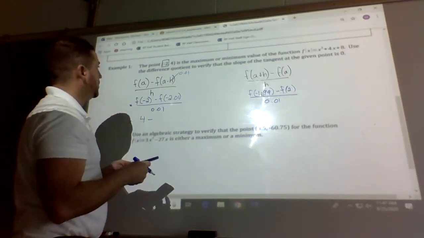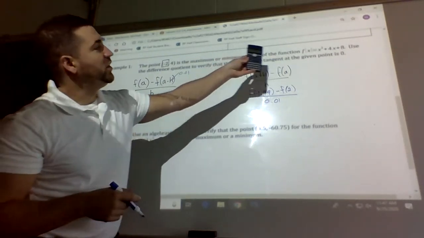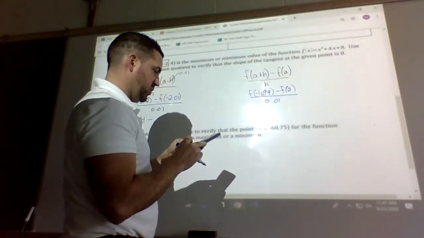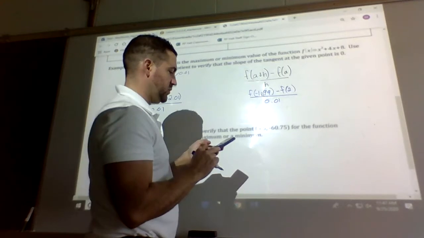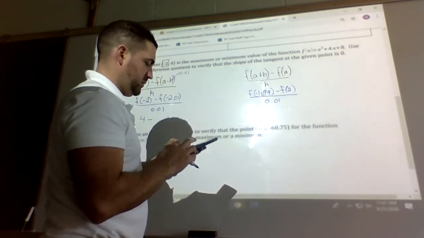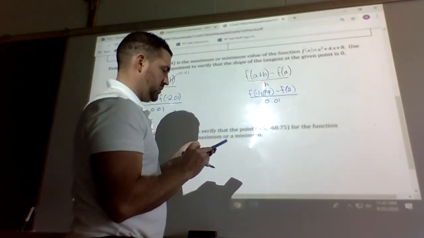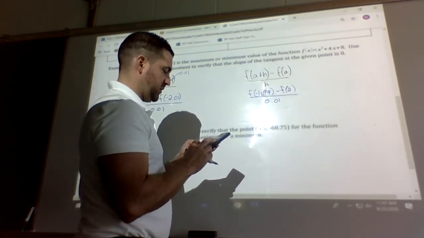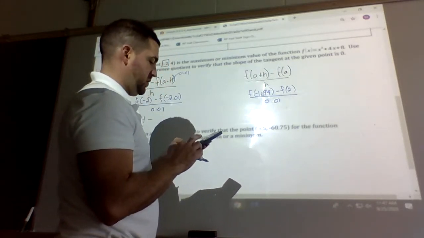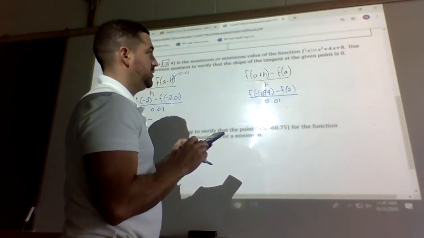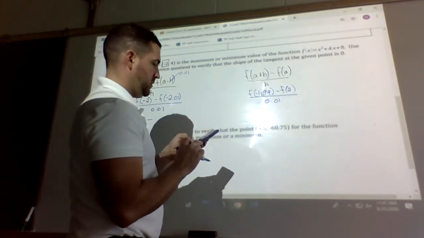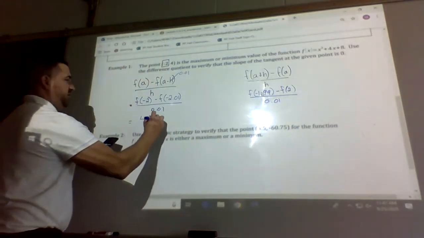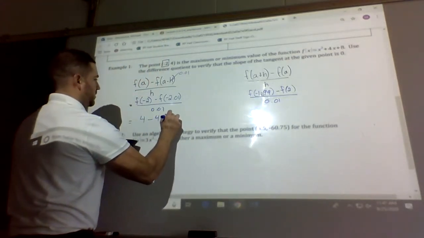Subtract. Now I have to plug -2.01 into the equation. So -2.01 squared equals, oops, plus 4 times -2.01 equals plus 8. I get an answer of 4.0001.